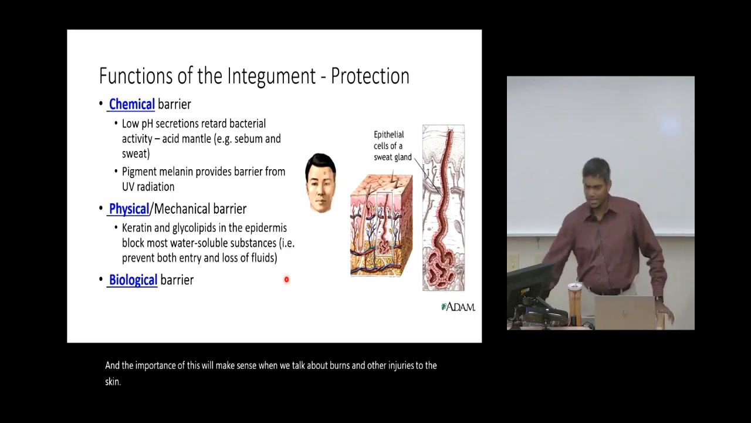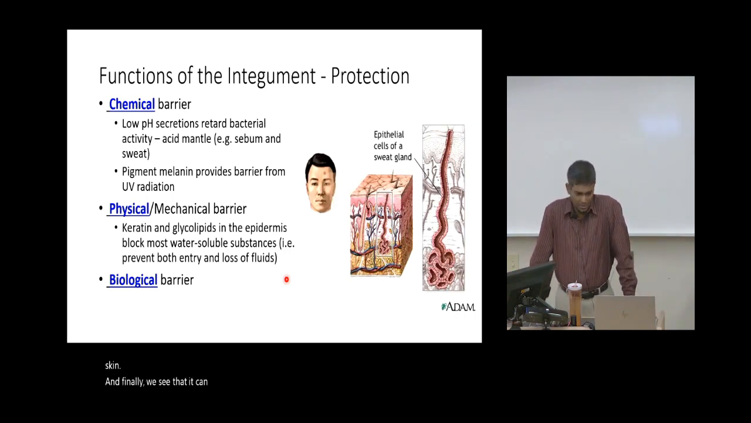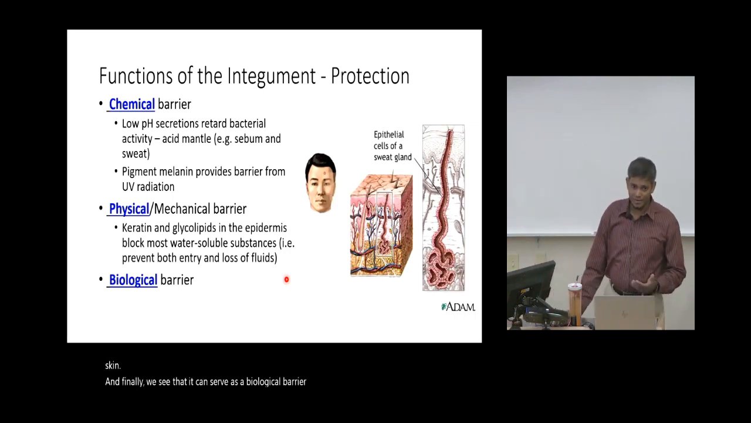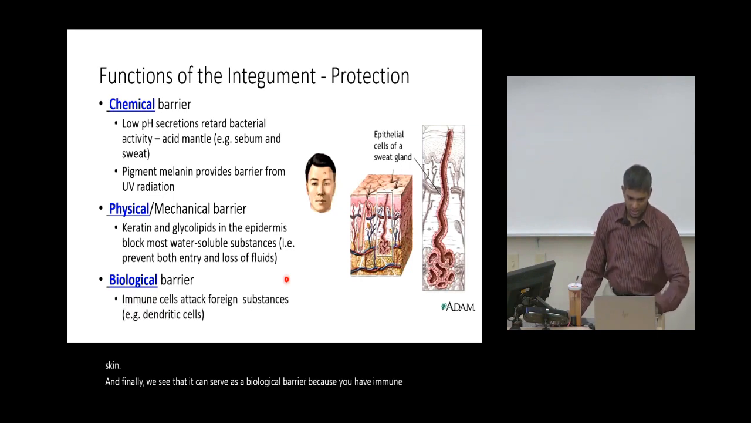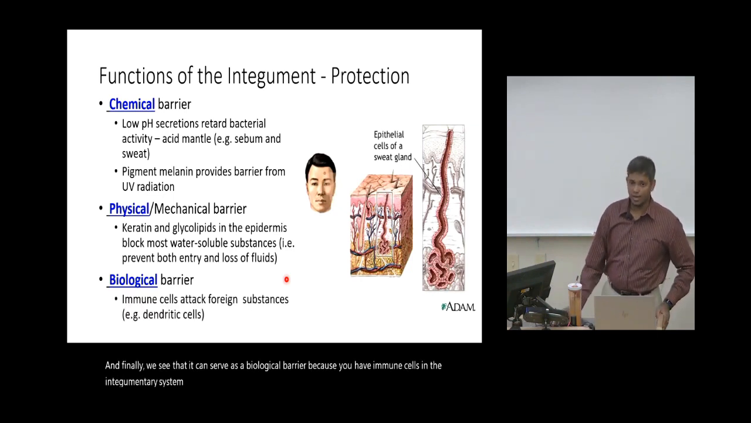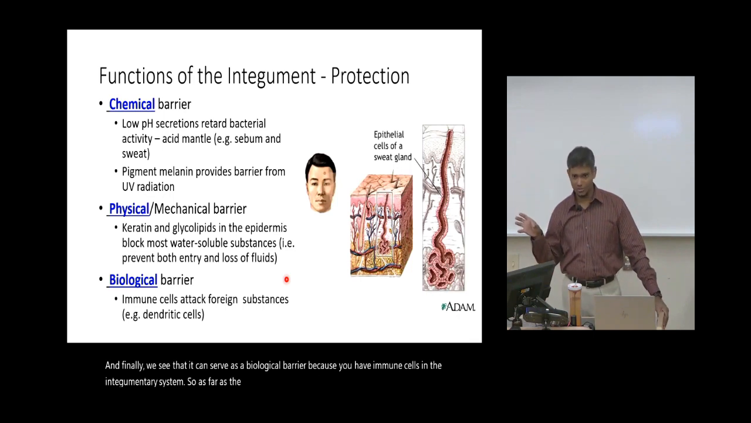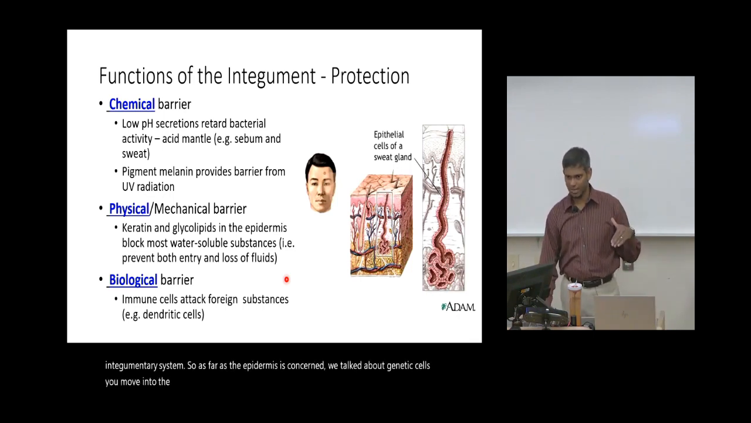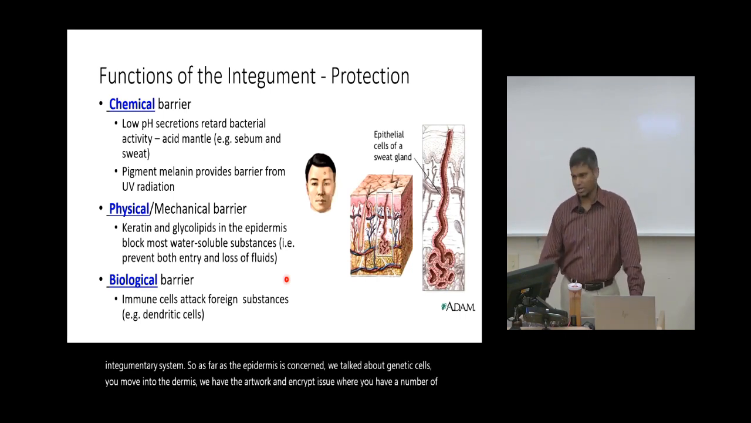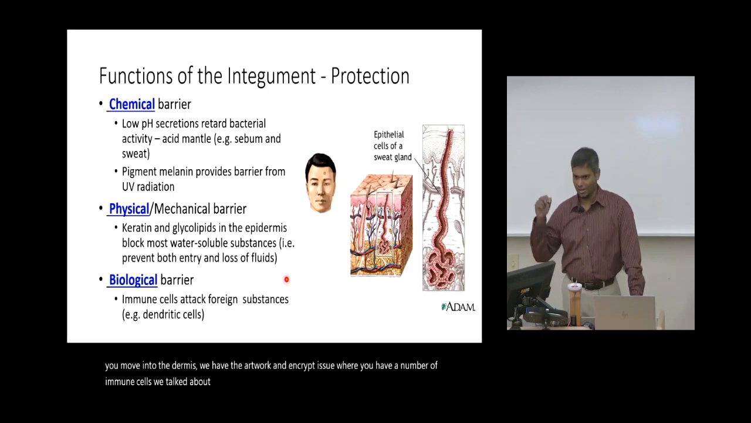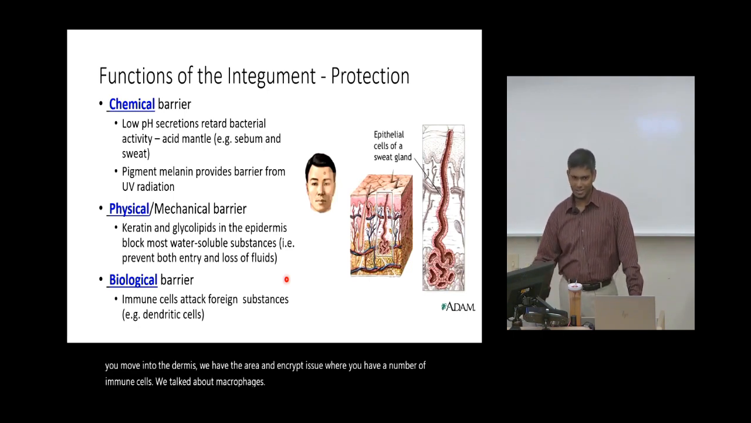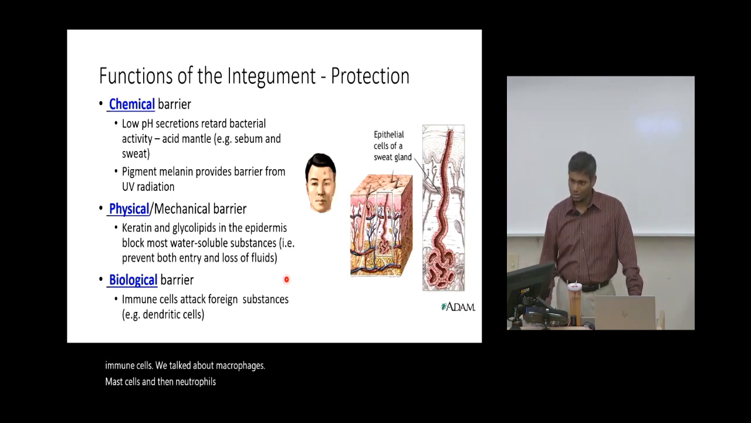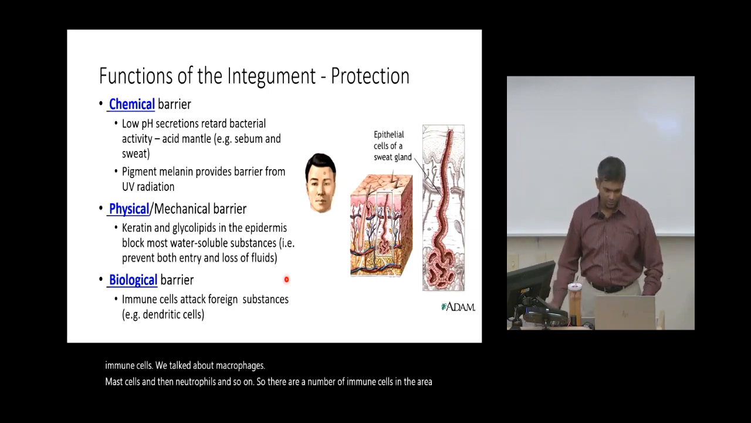And finally, we see that it can serve as a biological barrier because you have immune cells in the integumentary system. So as far as the epidermis is concerned, we talked about dendritic cells. You move into the dermis, we have the areolar connective tissue where you have a number of immune cells. We talked about macrophages, mast cells, and then neutrophils, and so on. So there are a number of immune cells in the areolar connective tissue as well.